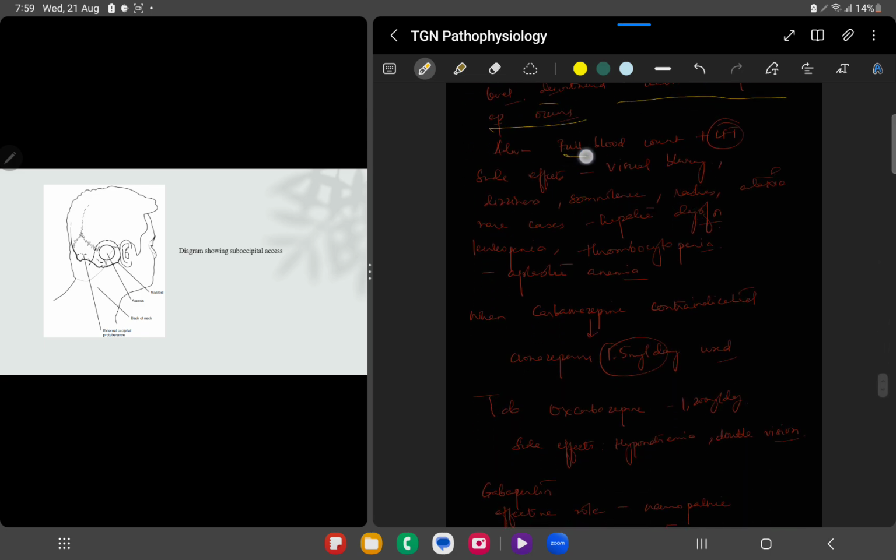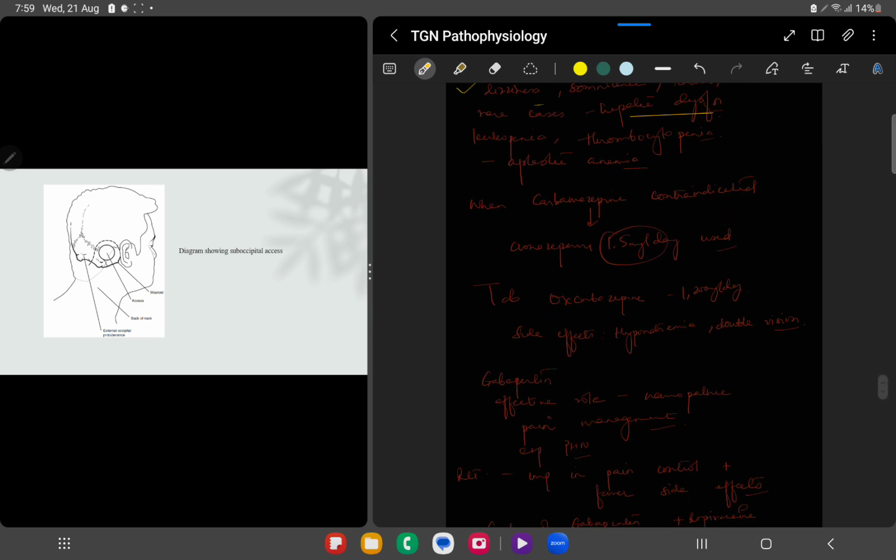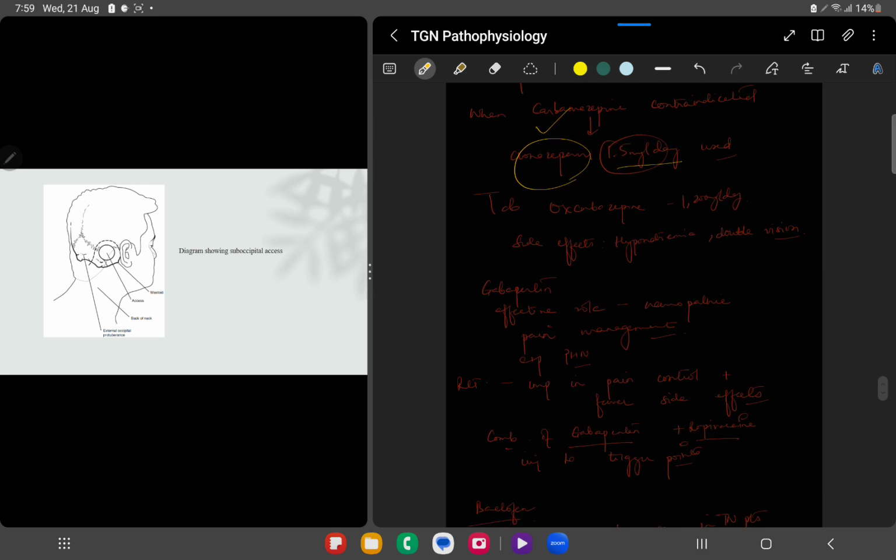We have to go for full blood count and LFT. The side effects include visual blurring, dizziness, somnolence, ataxia, and rare side effects are hepatic dysfunction, thrombocytopenia, aplastic anemia. When this drug is contraindicated, we have to go for clonazepam 1.5 mg per day. The tablet oxcarbazepine can also be given with a dose of 1200 per day. Side effects are hyponatremia and double vision.